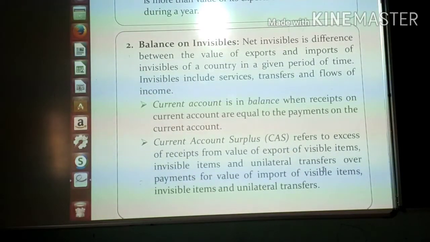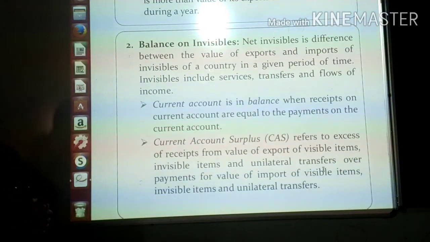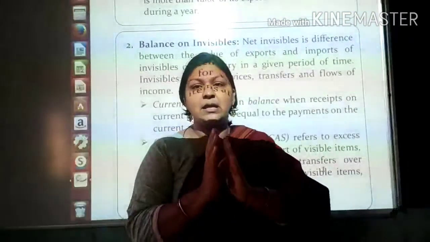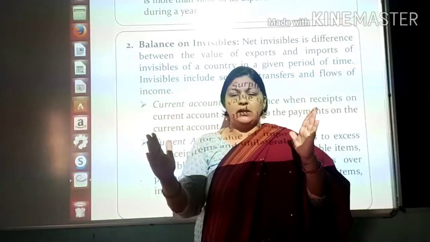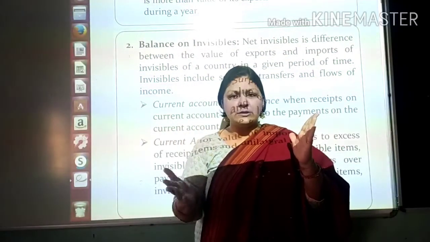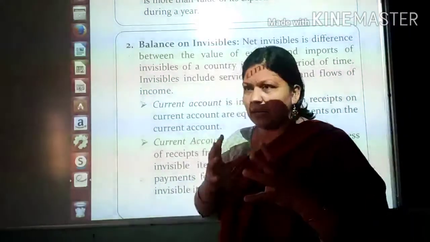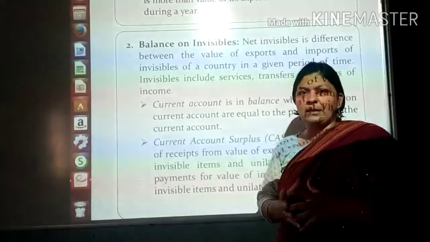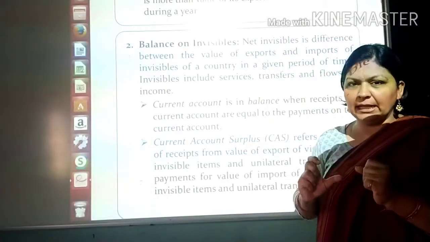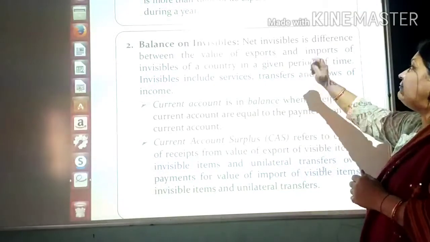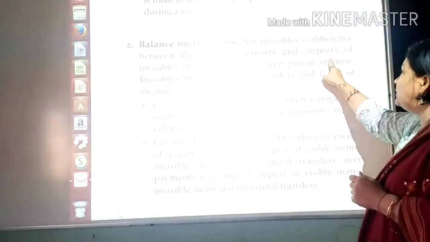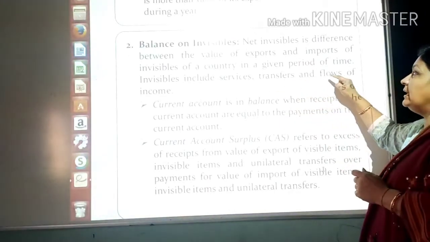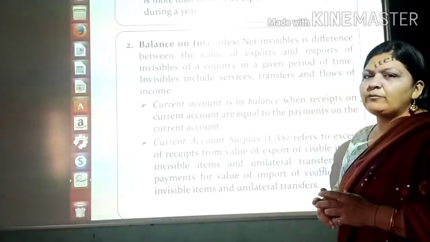Second is the invisibles. So far we have only talked about goods, but again there are three components of the current account: goods, services, and transfer payment. We have discussed goods. Now what about the second element? That is the balance of invisibles, the things that are not visible. Net invisibles is the difference between the value of export and import of invisibles of a country in a given period of time. Why is "given period of time" written?